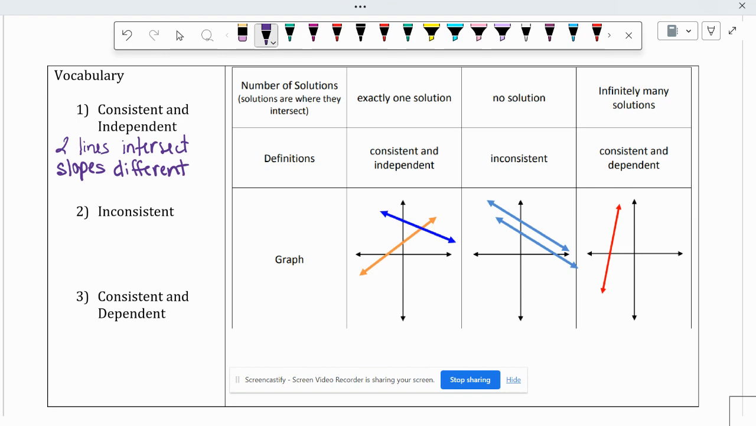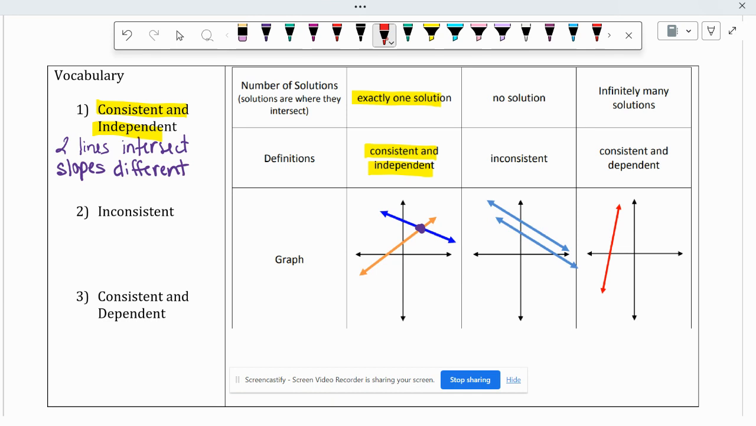They could have the same y-intercept. They don't have to, but they could. They could intersect at the y-intercept, so they would have the same y-intercept, just different slopes. So consistent and independent, well, that's this first graph right here. And it says that these have exactly one solution. And you see that they have exactly one solution because there's only one spot where those 2 lines intersect.